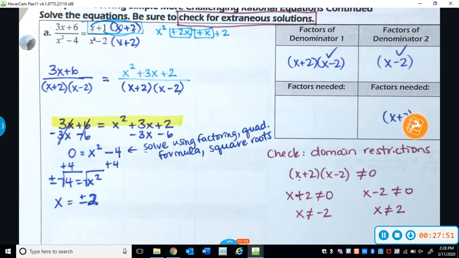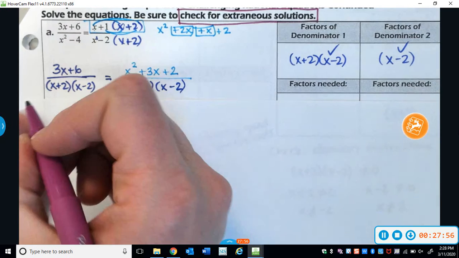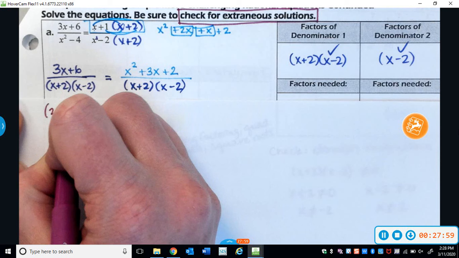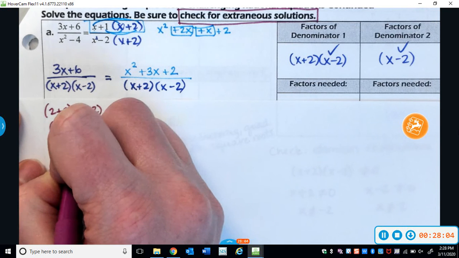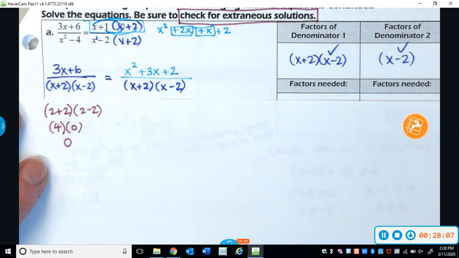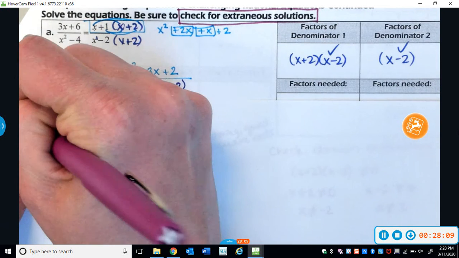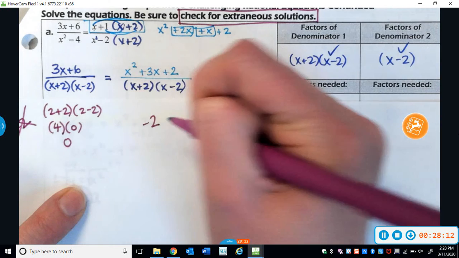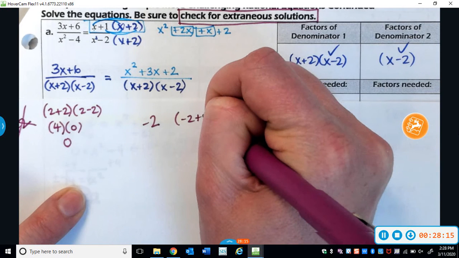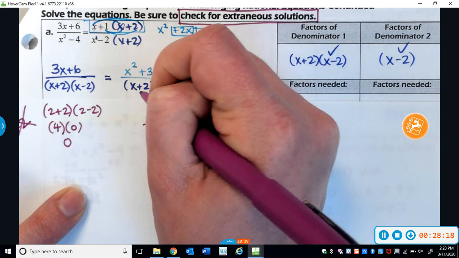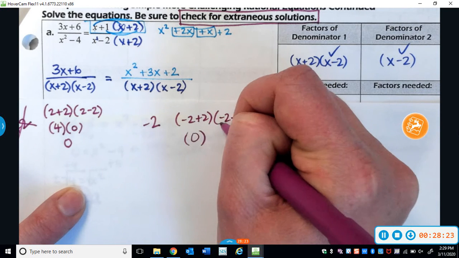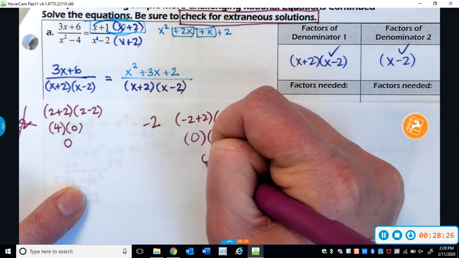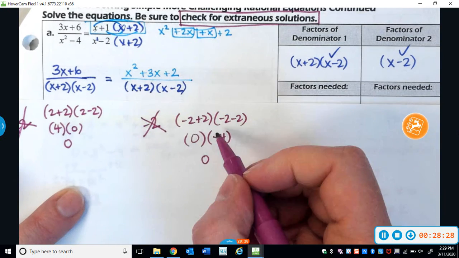And the reason for that is if I go back and check, and I'll use a different piece of paper just to show you. So if I put in a positive 2 here for the x, 2 plus 2 gives me 4, 2 minus 2 gives me 0, and when I multiply those together I get 0. So positive 2 doesn't work. If I check negative 2, negative 2 plus 2, and negative 2 minus 2, so I'm replacing those x's with negative 2 and seeing what happens, I'll get 0 times negative 4, and same thing again, that gives me 0. So both of these make the denominator 0.